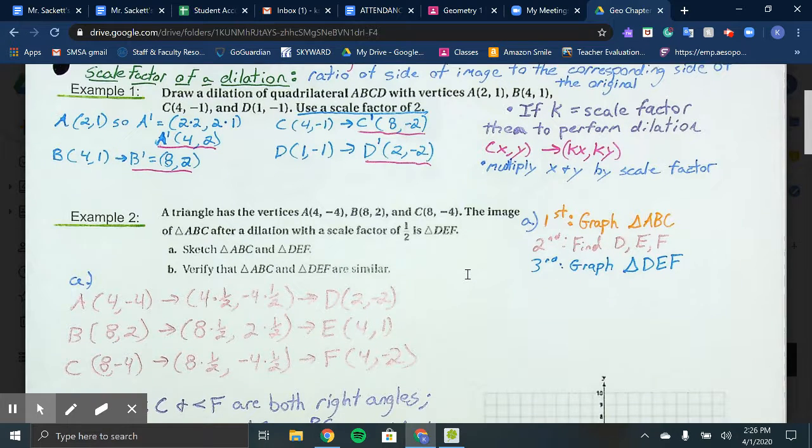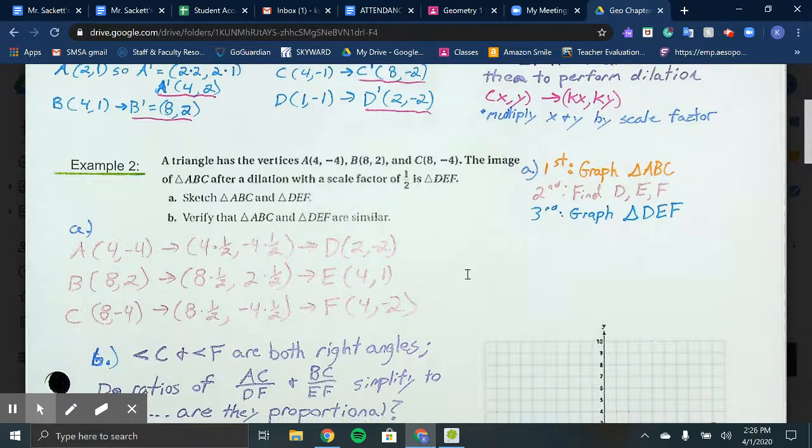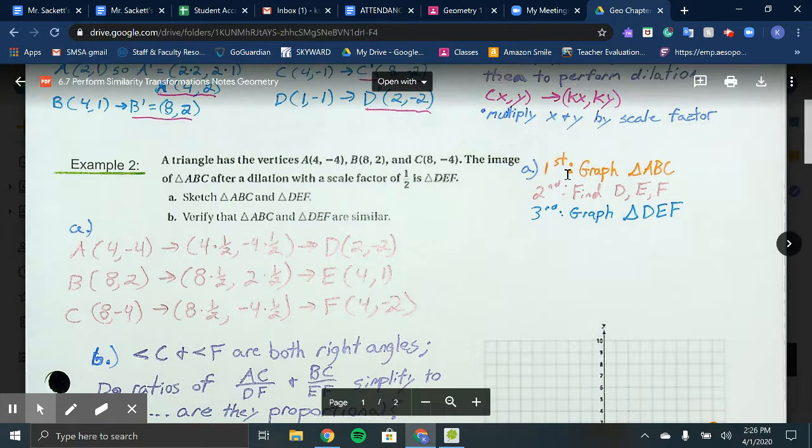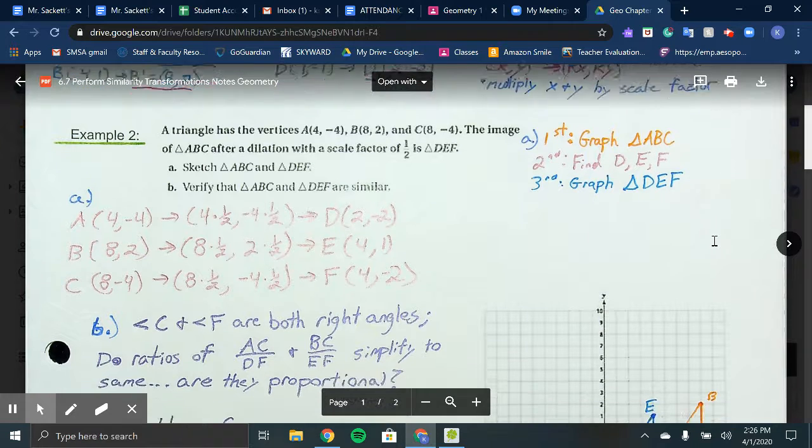So example 2, we're dealing with a triangle. Part A asks us to sketch ABC and DEF. They gave us the vertices of triangle ABC, and they told us the scale factor is 1/2 to get DEF. So in order to figure that out, the first thing we need to do is graph ABC.